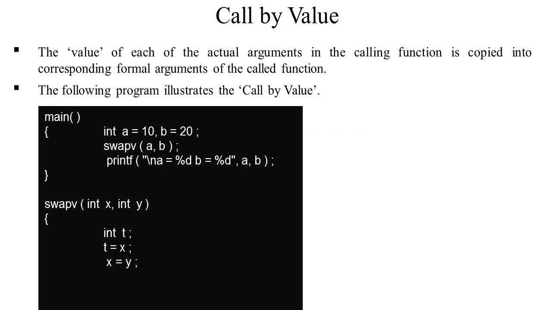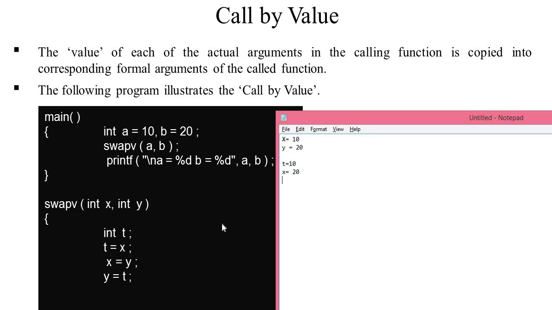Okay, now after that, the value of t is assigned to variable y. So what is the value of t right now? That is 10, and it is assigned to y. So y is equal to 10. So finally, what is the value of x and y? So x becomes 20 and y becomes 10.